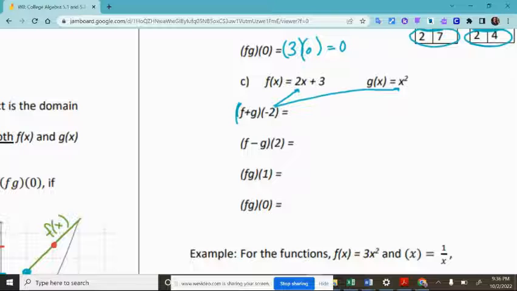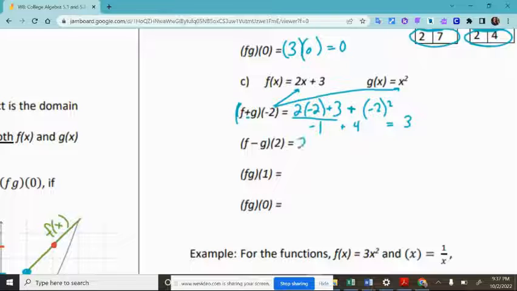So 2 times negative 2 plus 3, right? That's f of negative 2. That would give me, let's see, negative 4 plus 3 is negative 1. And then it says to add it to g of negative 2. And g says square negative 2. So I get 4. And surprise, it's 3. I have a feeling these are all the same as before.